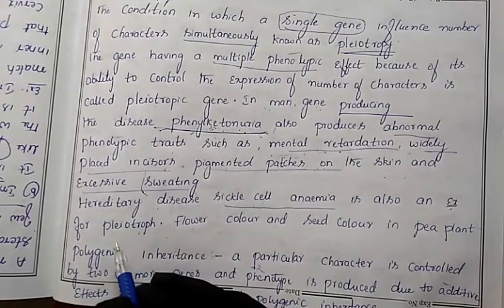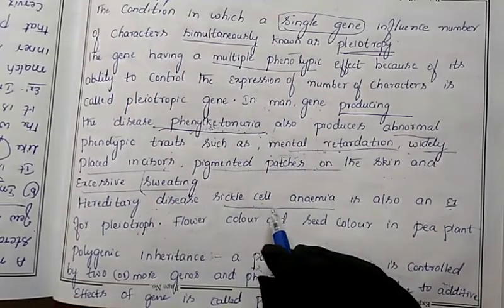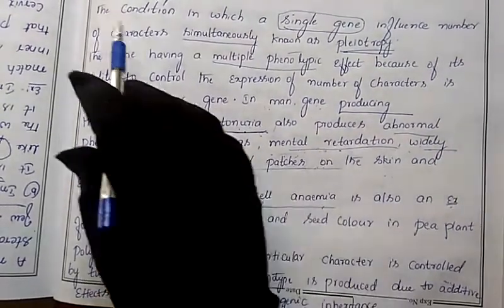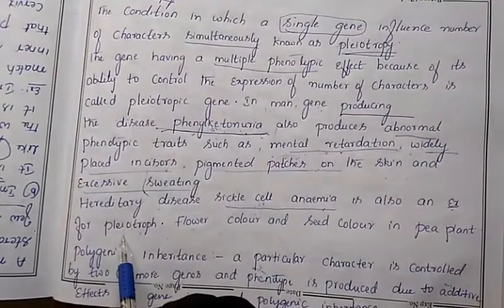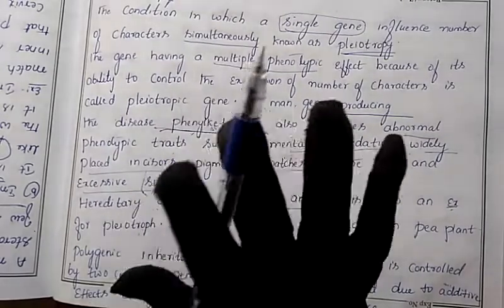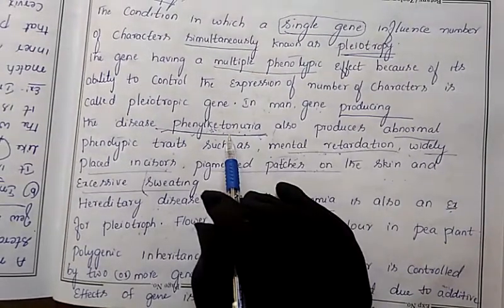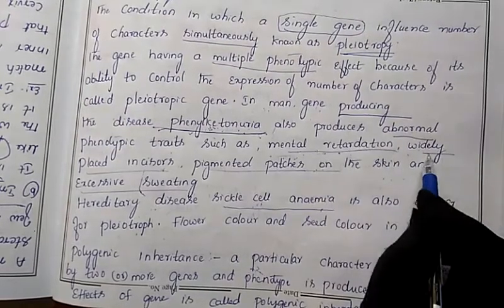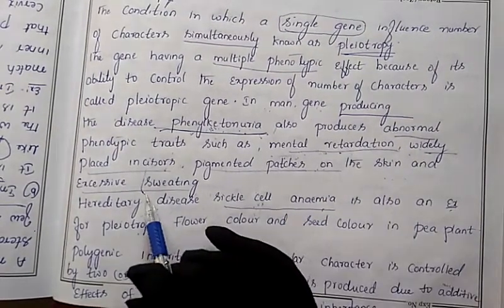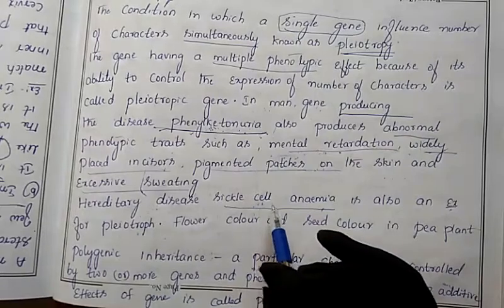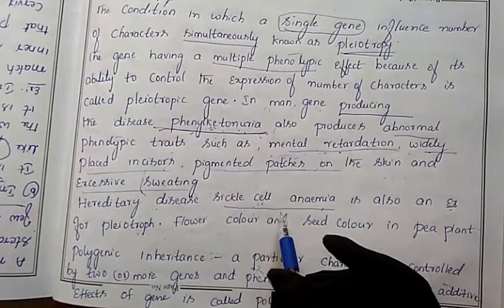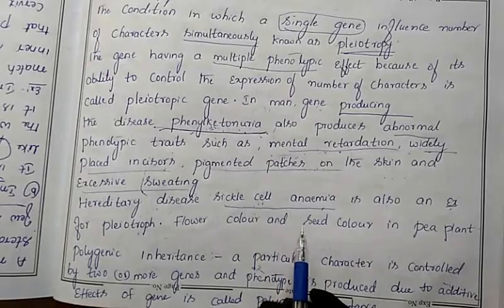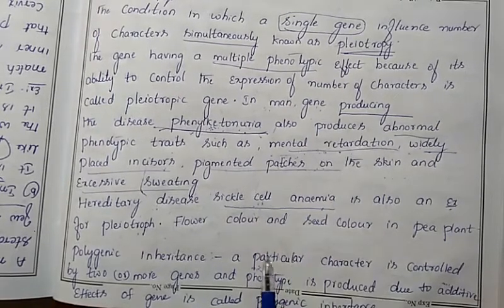I give an example for pleiotropy: you can write sickle cell anemia, phenylketonuria. These are all examples of pleiotropy, because one gene is performing many characters. Like here, one defective gene has brought mental retardation, widely placed incisors, pigmented patches, and even excess sweating. In the same manner, due to one defective gene the person gets sickle cell anemia, and due to that many problems are associated with the person's body. So he will not be in a normal condition.